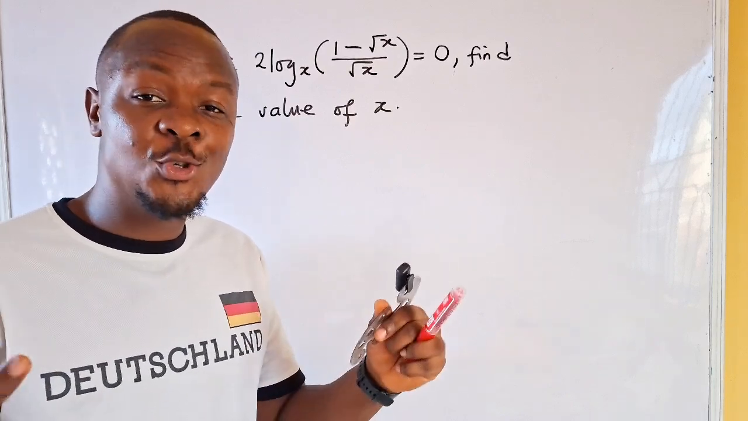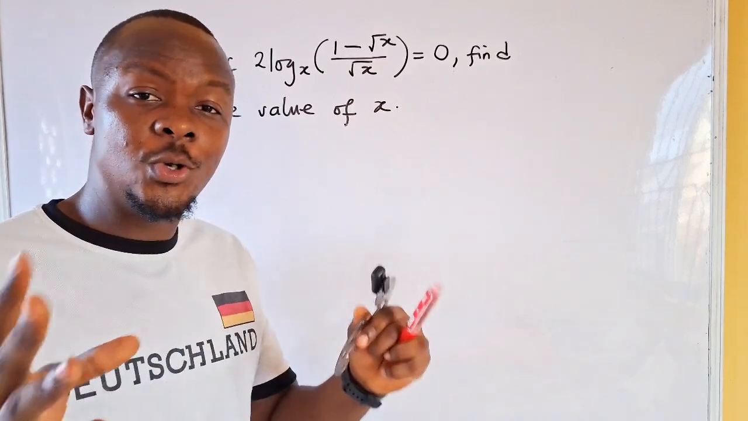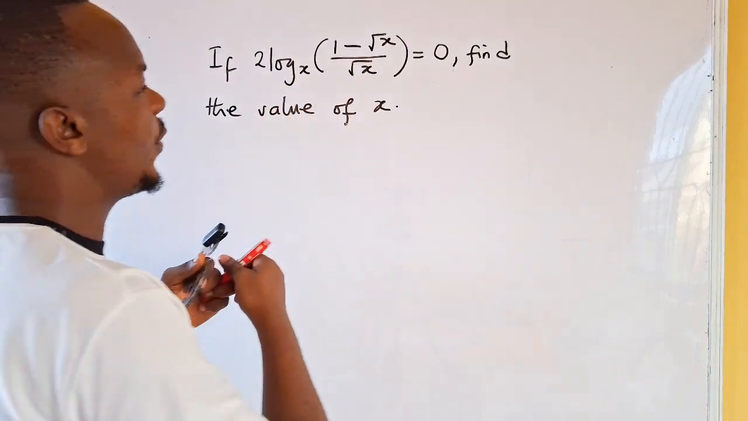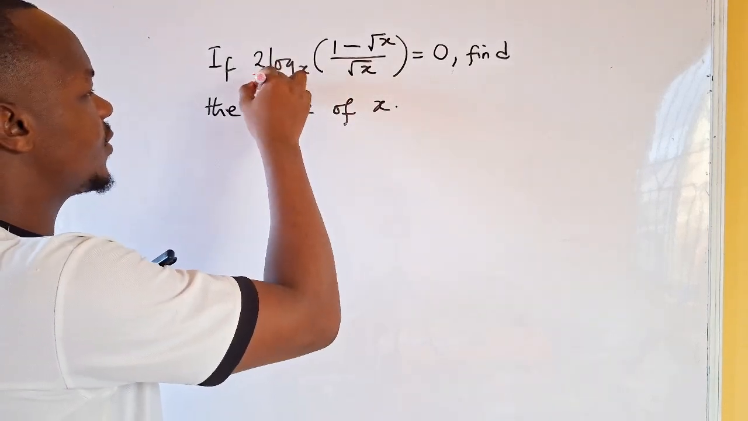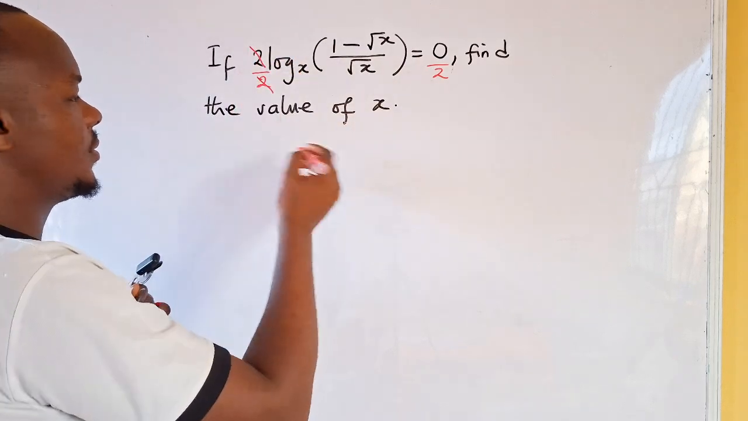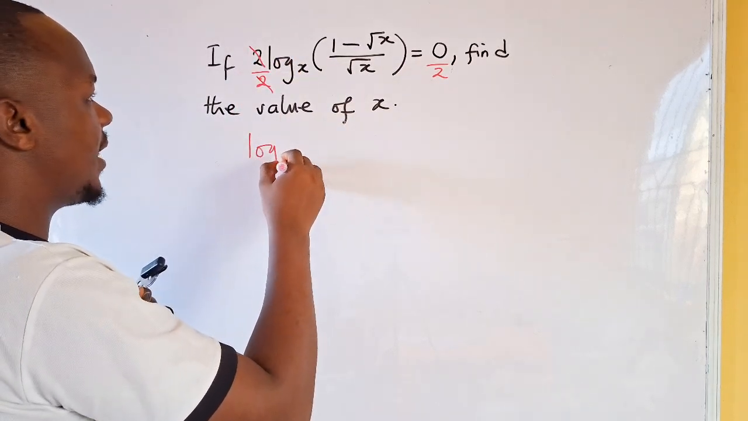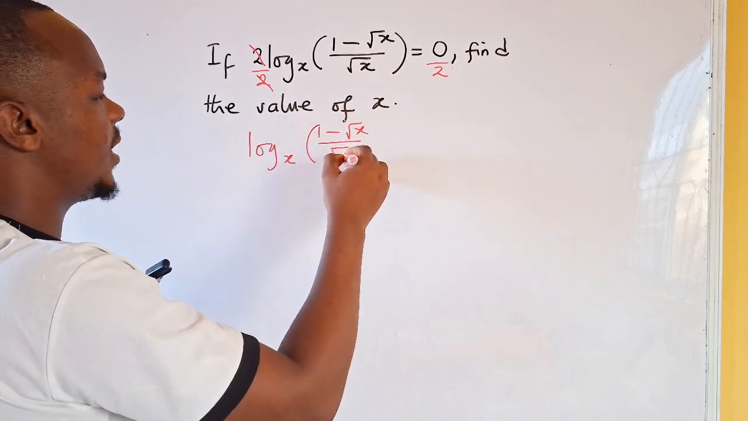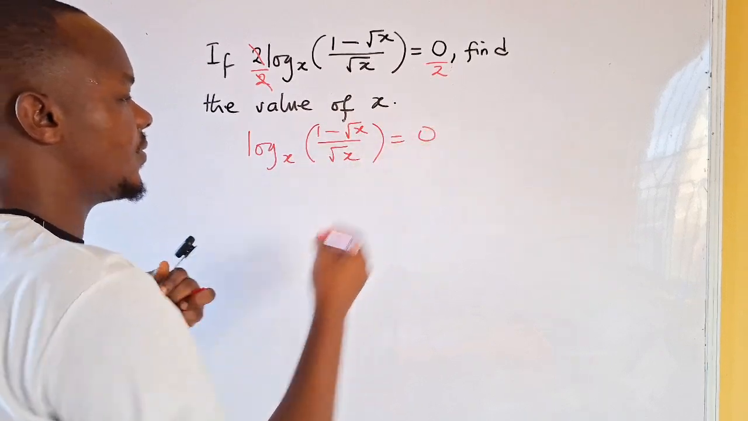Hello, let me show you how to solve this problem so you no longer have troubles with logarithm. So for this one, we're going to divide by 2 first. So I'm just going to do it here. I want to get rid of this 2. So now I would have log to base x of (1 minus root x) over root x equal to 0.